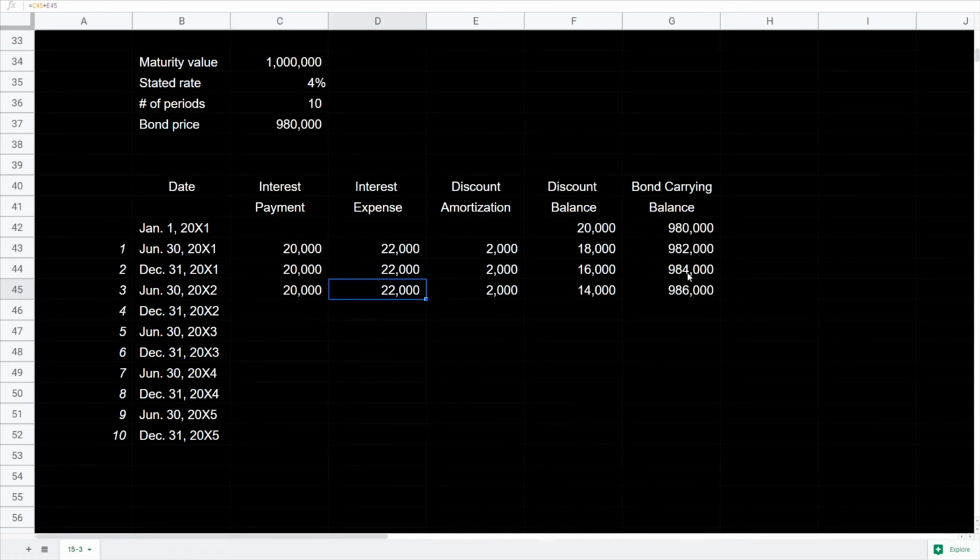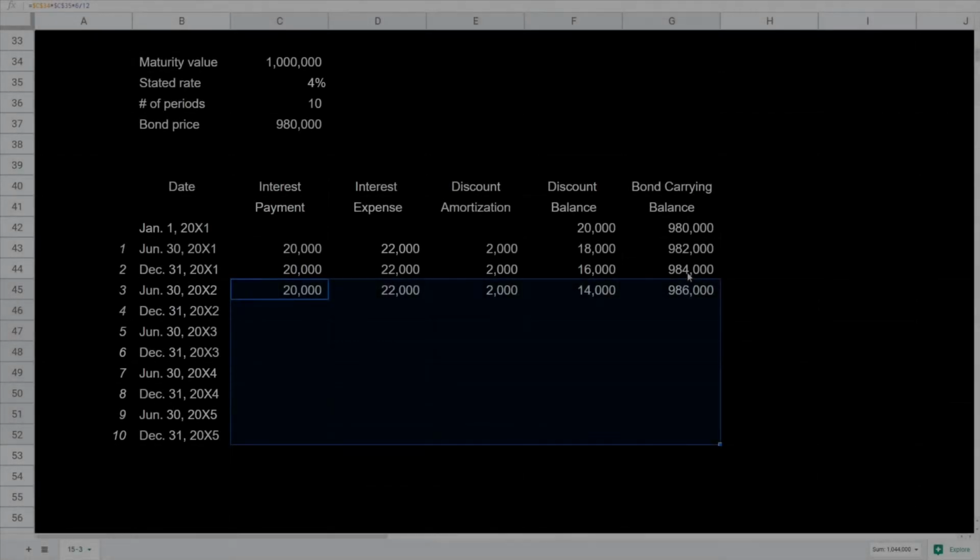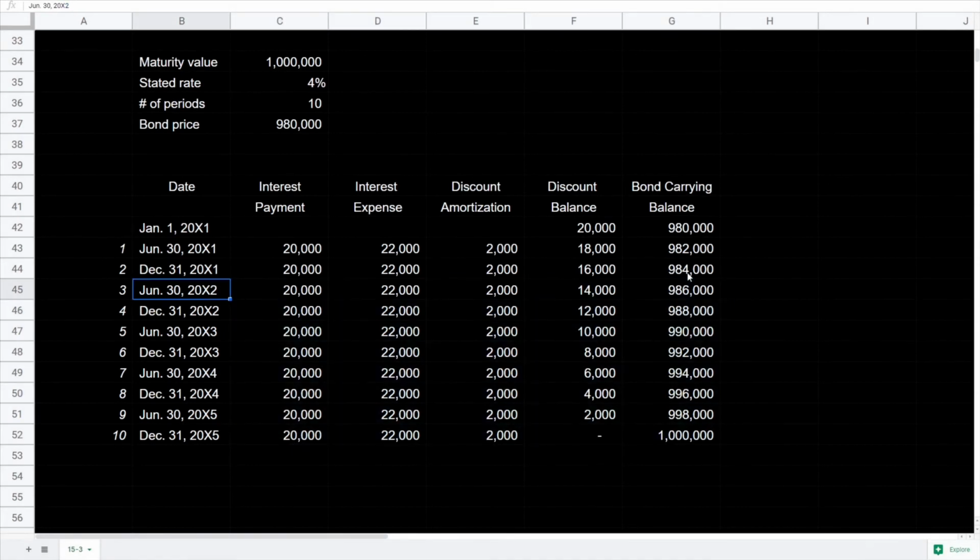The interest expense is a combination of what is paid and the discount that is amortized or allocated to the period. And the discount balance continues to decline because we are allocating a portion every single period. This means the bond carrying balance should be increasing. As the discount decreases, the bond carrying balance should increase. If we complete the table, let's see what we find.